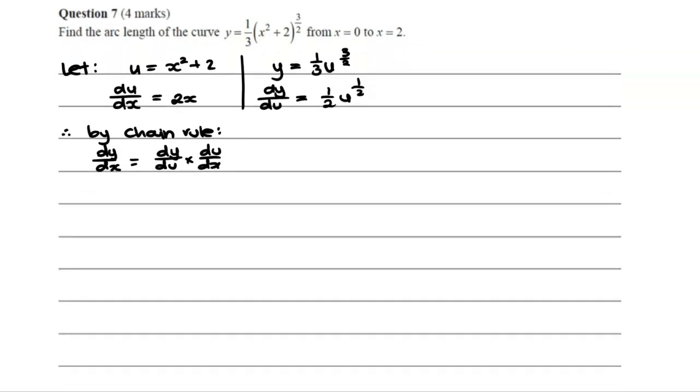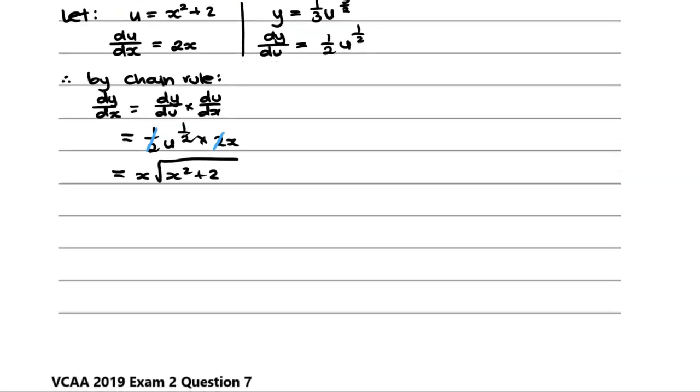Let's put together those two things we had before. dy du we said was a half u to the power of a half, and du dx was 2x. Now we've got a half u to the power of a half. Oh, I notice we've got a half and a 2 here, so let's get rid of that. U to the power of a half would be square root, and let's put this x here. And then we'll have the square root of our original value of u, which was x squared plus 2. So that's dy dx ready to go for our formula step for the arc length formula.